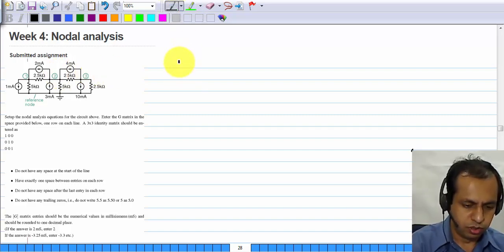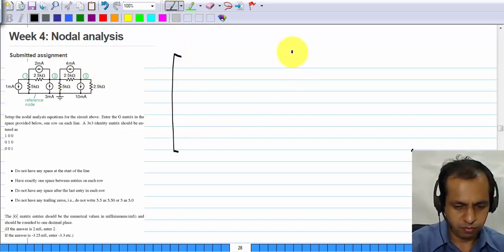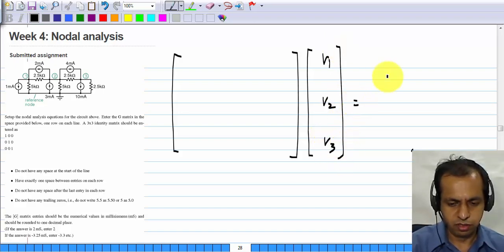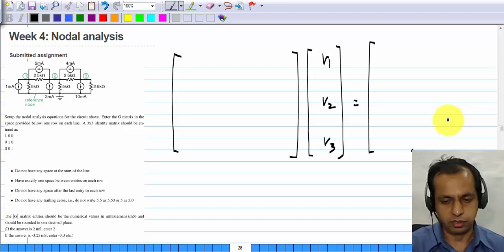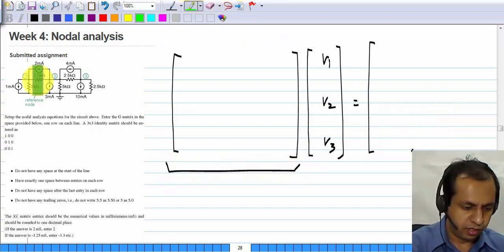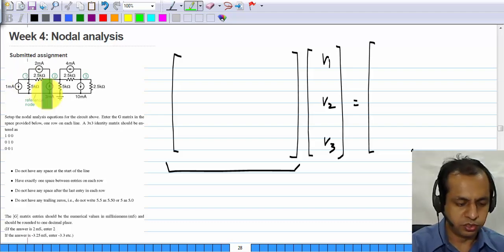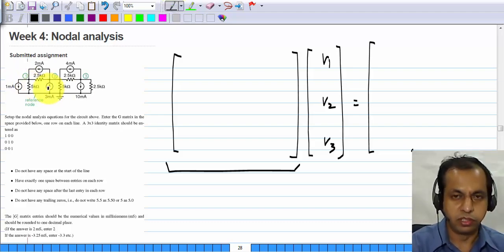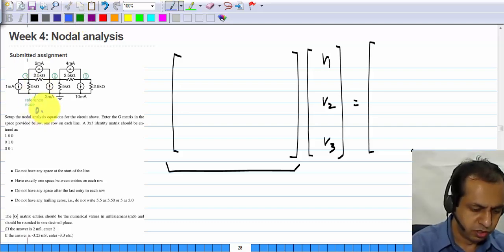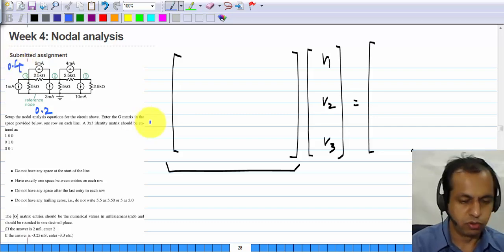So all you have to do is pretty much stick to the standard algorithm for writing down the equations. This is the G matrix. The diagonal entries are the total conductance at each node. So first you have to convert these things to conductances. That's the only thing you have to do. 5 kilo ohms is 0.2 millisiemens and 2.5 kilo ohms is 0.4 millisiemens.